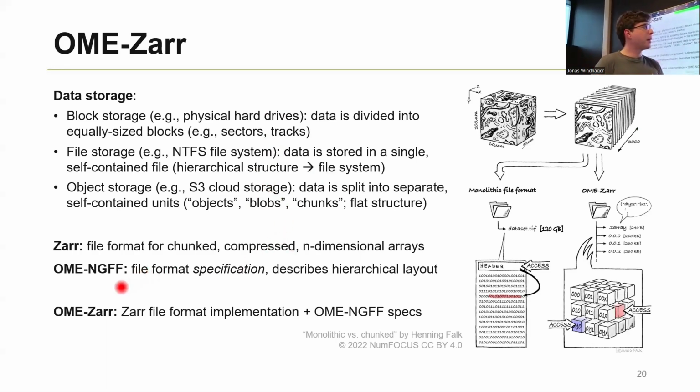And now NGFF is a specification that describes the hierarchical layout of these chunks, how they are stored in what hierarchy. And now if you apply that, you get OME-Zarr. And this is here on the left. So if you have, for example, TIFF here, you would have a 120 gigabyte image. In Zarr, what an OME-Zarr file actually is, is a directory on disk with many subdirectories that each contain the different chunks of an image.